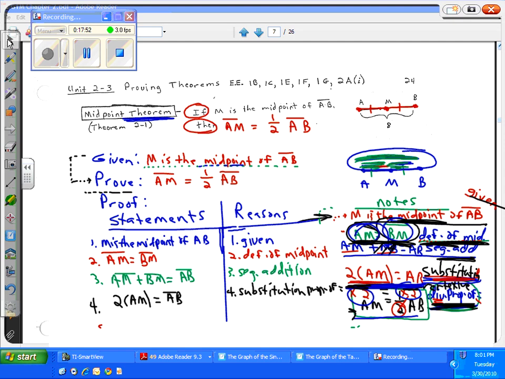We could show our work and show that 2 is equal to 2, and we divided both sides by 2, and that would be a reflexive property. Or we can just leave it understood that we divided by 2 and get AM is equal to 1/2 AB by the division property of equality.